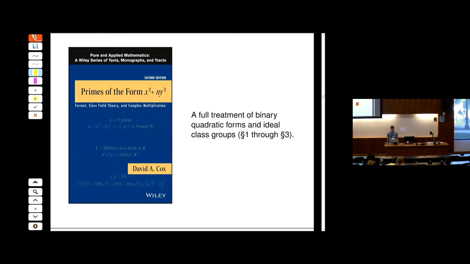By the way, somebody asked me for a reference for all this material that I've condensed into a few minutes. The beautiful exposition is Primes of the Form X squared plus NY squared, by David Cox, who gave a talk here in 2016 at CTNT. This is a great book, and the first chapters give an overview of the whole theory that is very comprehensive, with a lot of other references, and it's very much a pleasure to read the whole thing. So I highly recommend it.